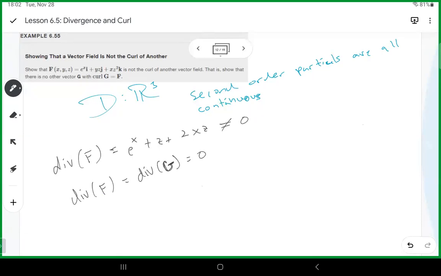Nice. So therefore F is not the curl of any other vector field.